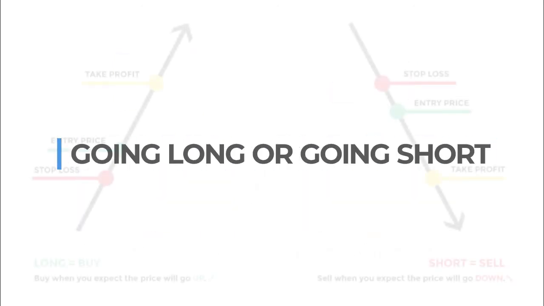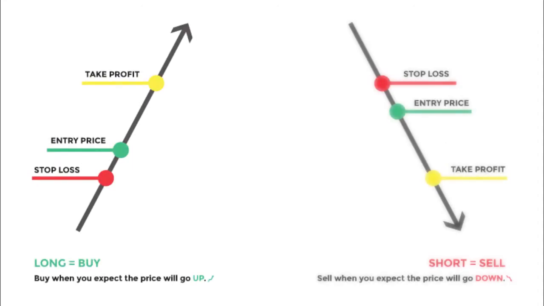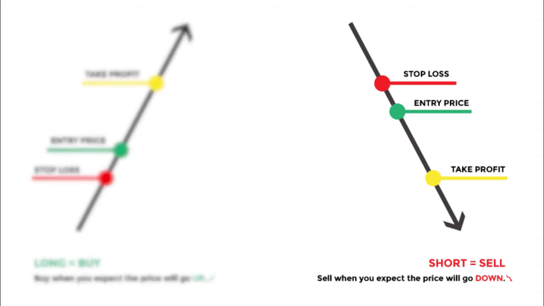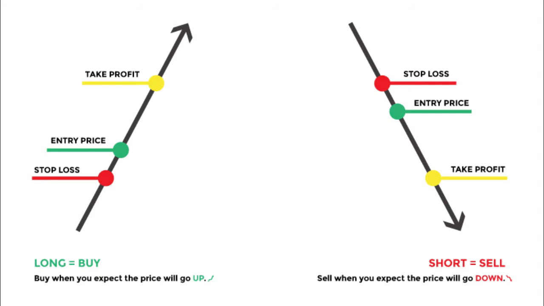Going long or going short. Going long, or a long position, is taking a buying position on a stock, commodity, or currency, expecting the price to go up. And to go short is to take a selling position, expecting the price to go down. The key here to avoiding any confusion is the first letter in short is S, like sell.